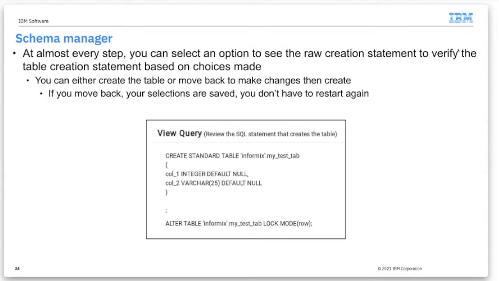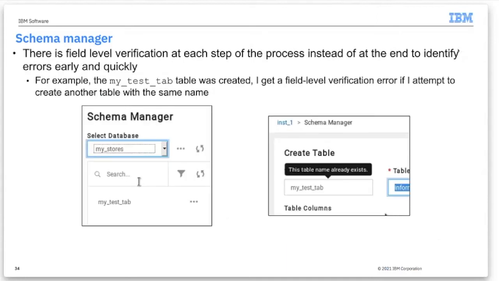At any point, you can select to look at the SQL statement that's being generated to actually create the table. So you can ensure that what you've been pointing and clicking is what you really want to happen. And again, if you're not happy with what you see, you can move back and forth in the creation process to make the changes you need, and your state is saved at each step.